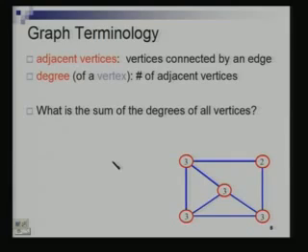So, question: what is the sum of the degrees of all the vertices? Add it up, 3 plus 3 plus 3 plus 2, how much is it? 14. Twice the number of edges. Good. Yeah. Twice the number of edges.